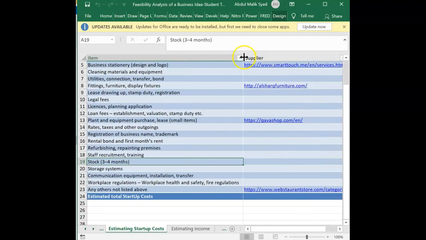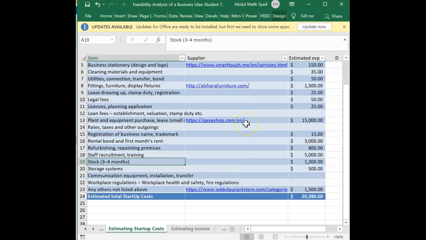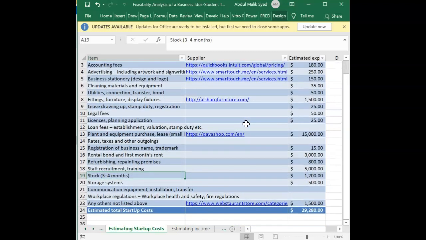So it will be something like this. Okay, so the estimated costs are given in US dollars. In order to start my business with 4 months of stock, I need roughly around $30,000 to start a good coffee shop, cafe business.